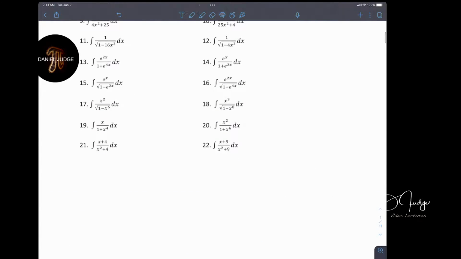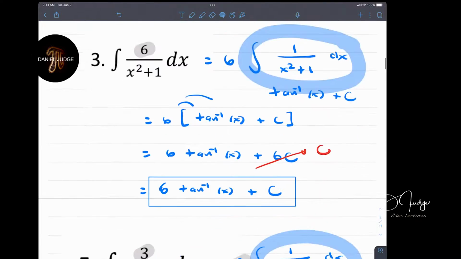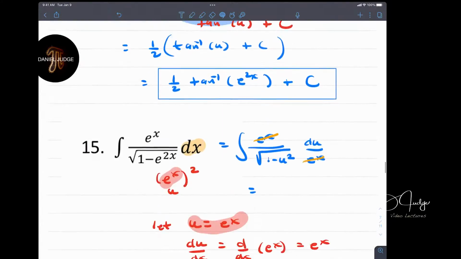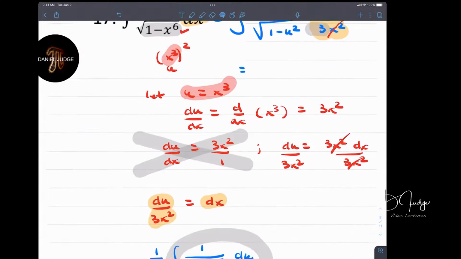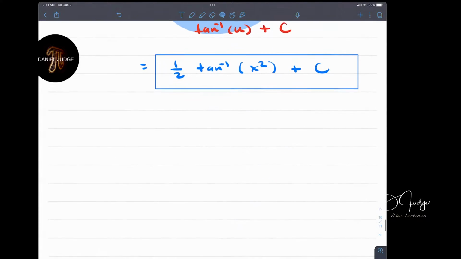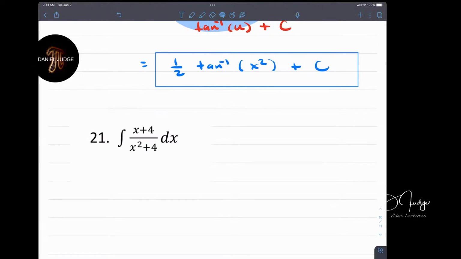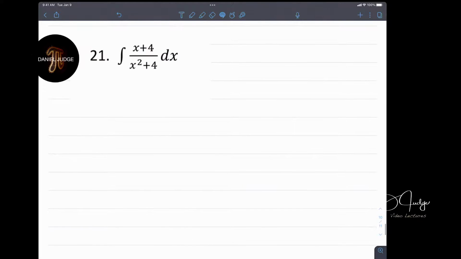So 21 is an interesting one too. 21 is like one of my all-time favorite questions. Well, I should say I have a lot of favorites, not all-time. This is one you'll see over and over again, and I recommend you guys study this and take a look at this one here.